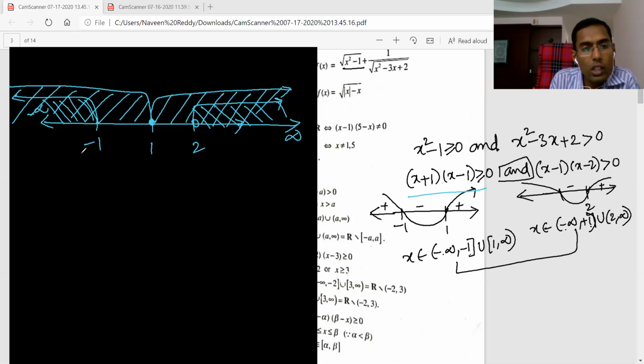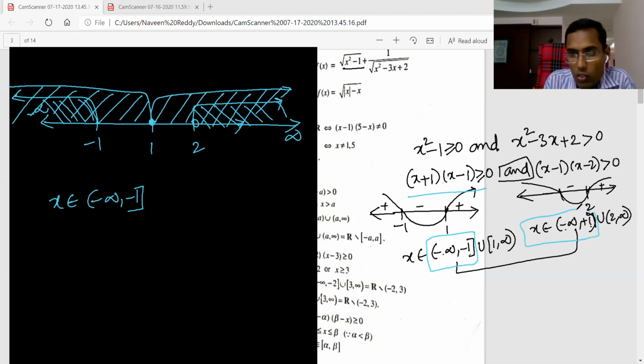So therefore, what you are getting is here, x belongs to minus infinity to minus 1 closed. That means intersection of this thing. I told you, intersection of this and this. Intersection of these two is what? This is minus infinity to minus 1, minus infinity to 1. So what is the intersection? Minus infinity to minus 1 is the intersection.